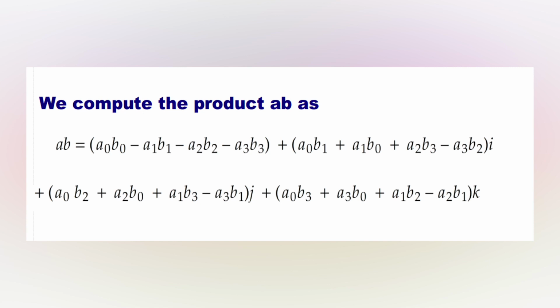We compute the product ab. We are multiplying a and b, and we get the answer as a0b0 - a1b1 - a2b2 - a3b3, plus the terms of i: (a0b1 + a1b0 + a2b3 - a3b2) i. Now, the terms of j: plus (a0b2 + a2b0 + a3b1 - a1b3) j. Now we write k: plus (a0b3 + a3b0 + a1b2 - a2b1) k.